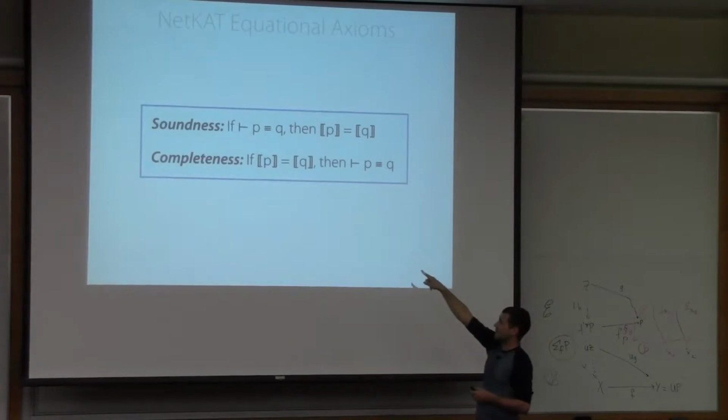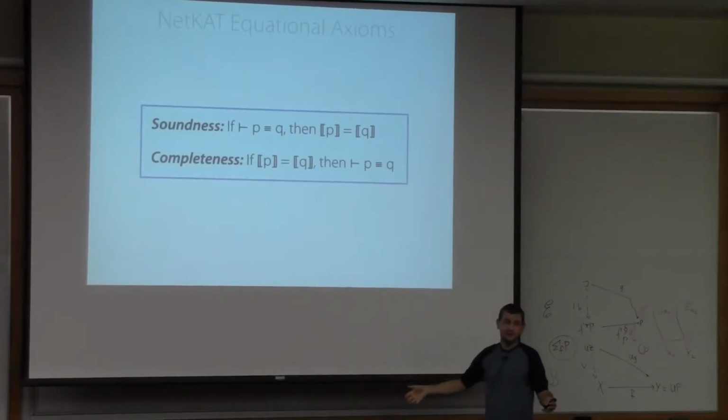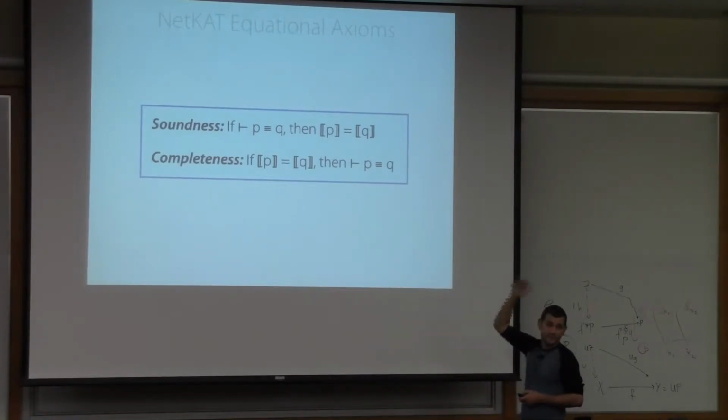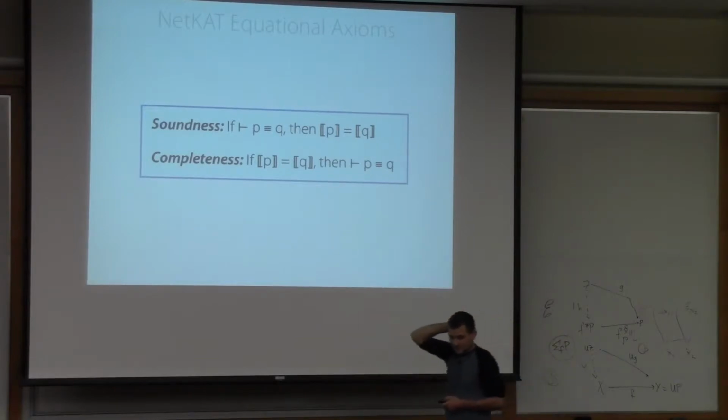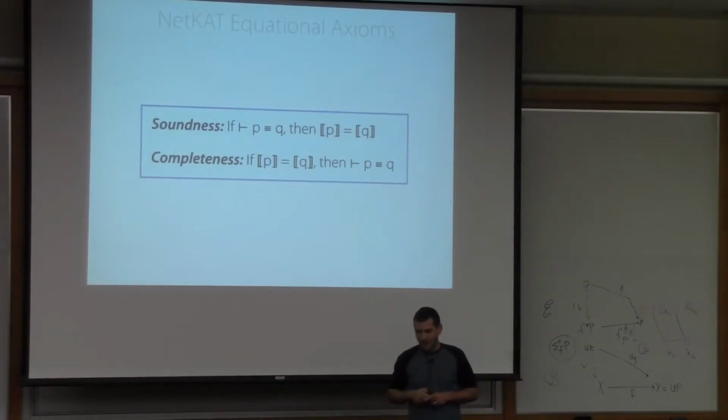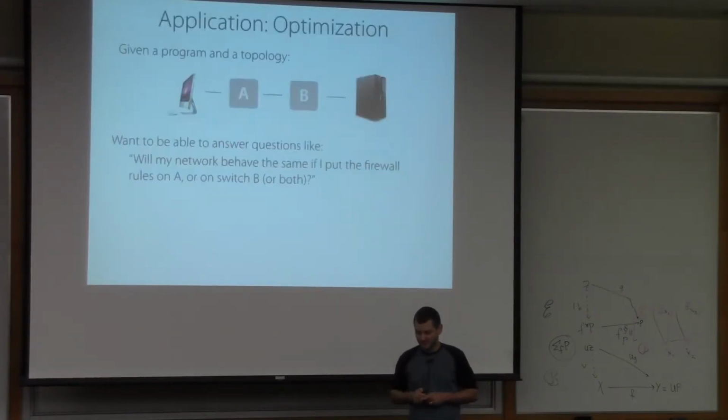And completeness just says the opposite. Whenever we have two terms that happen to describe the same function on packet histories, then there's some way to prove that they're equivalent using just these axioms. So I'll prove completeness for you in sketch in a few slides, but let me first just show you why having these equational axioms is useful.